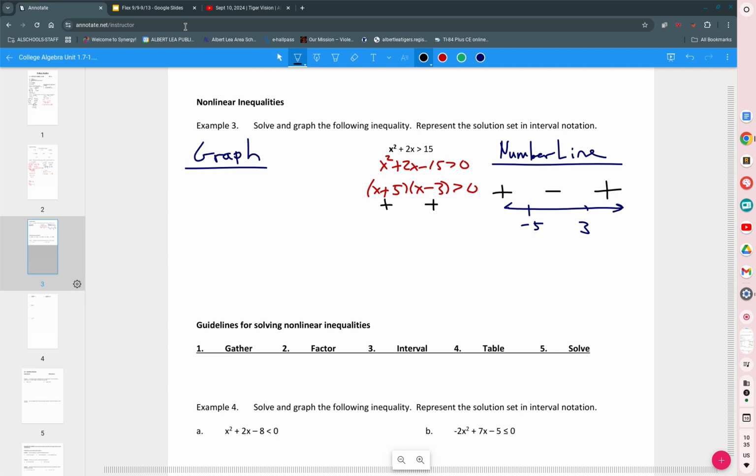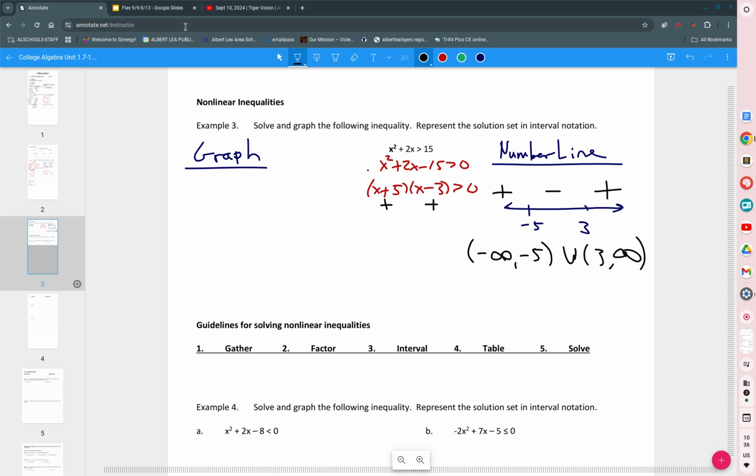Are we wondering where this is positive, or are we wondering where it's negative? Positive. How come? Because the inequality is greater than. Yeah, we're wondering where the expression is greater than 0. And to be greater than 0 means that you are positive. So it is positive from negative infinity to negative 5, union 3 to infinity. Number line test. That's one of your options for determining your positives and negatives.